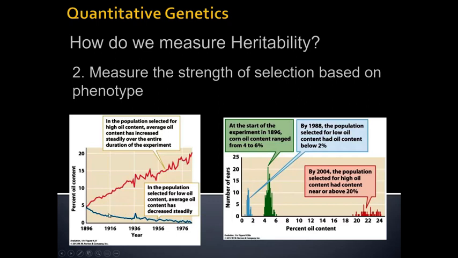And they've also done the same thing the other way. And notice it's a little bit of a flat line here because they've gotten near zero oil content when they tried to go the other way. So you can see down here, we're still not quite at zero, but between 1 and 2% in this population, and upwards of between 20 and 24% for the population in which the selection was pushed the other way.